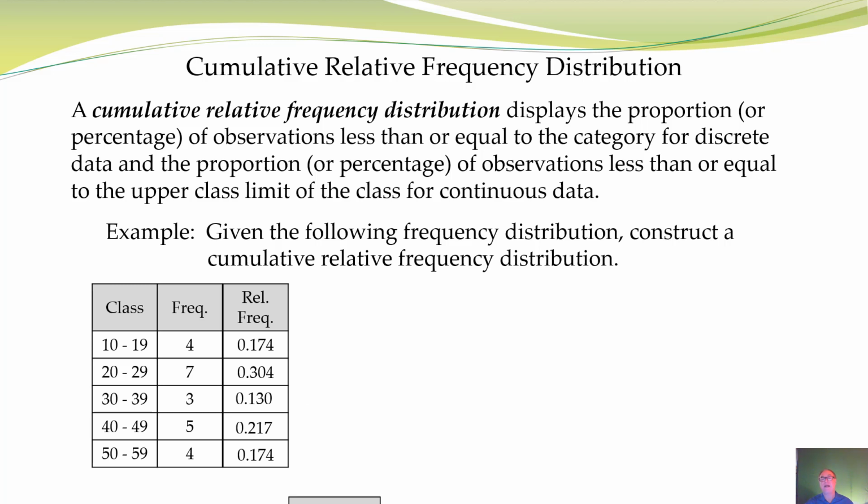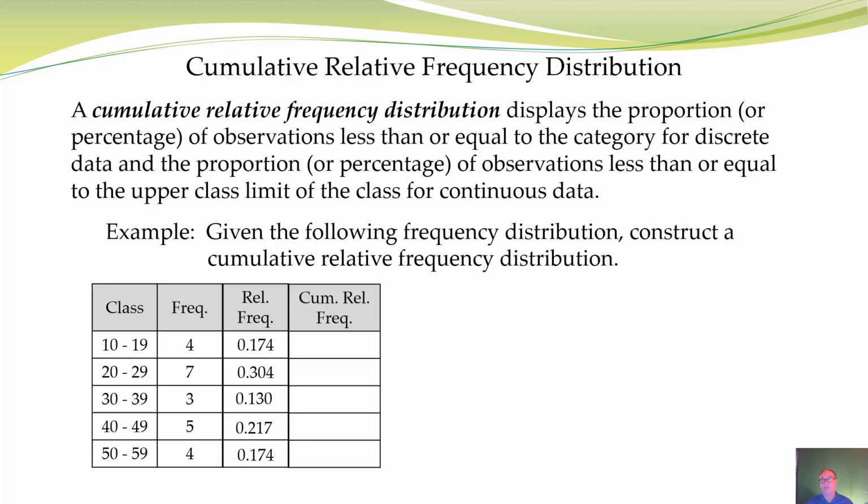Now we want to do a column for cumulative relative frequency. Now we just go down, keep adding. So the first one is 0.174, then it's 0.174 plus 0.304. Now you can just add the relative frequency of the third class with our cumulative at this point. So we can just add 0.130, add 0.217, and finally add 0.174. We should end up with 1 or very, very close to 1 due to rounding.